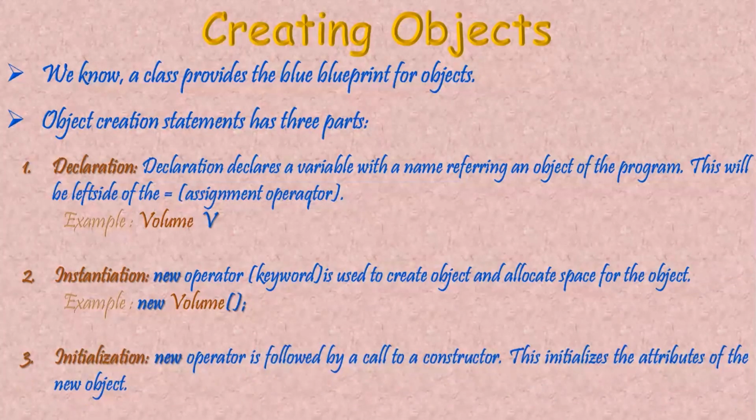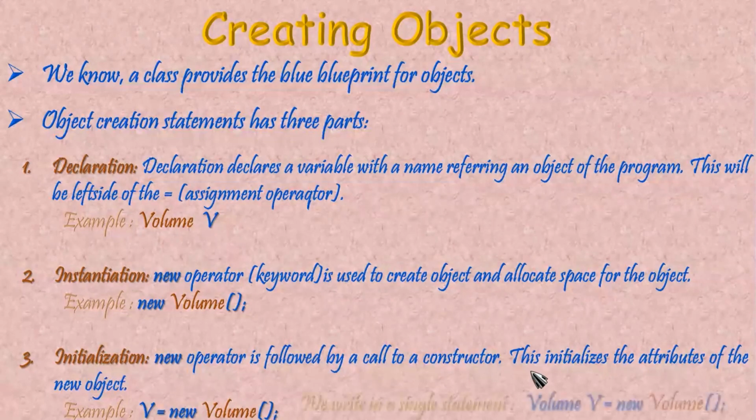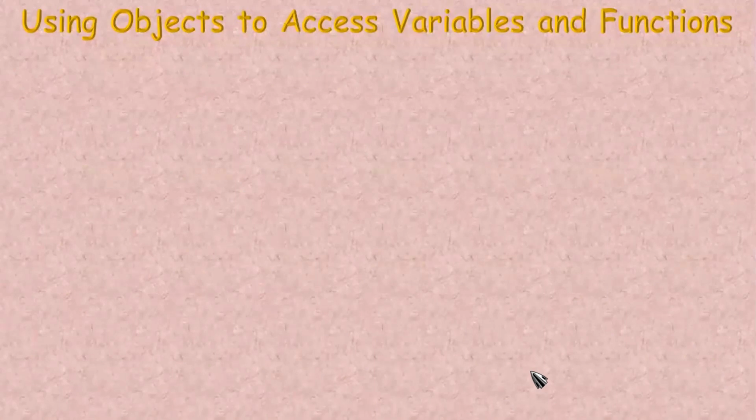The third step is initialization. The new operator is followed by a call to a constructor. This initializes the attributes of the new object. For example, V is equal to new Volume(). The name of the class and the constructor are the same. Here it is Volume. We combine this and then we write Volume V is equal to new Volume() and then we terminate. Let us now learn how to use this object to access variables and functions.